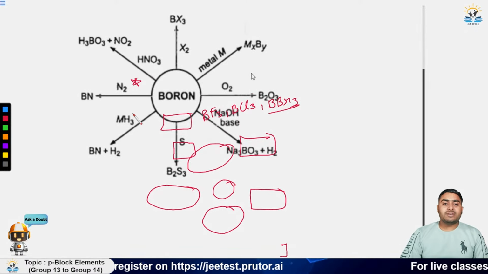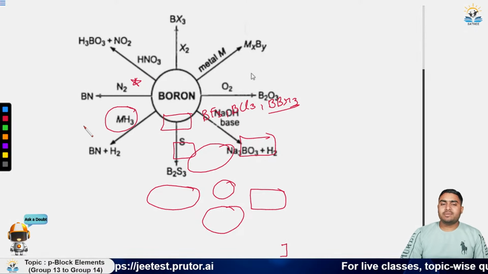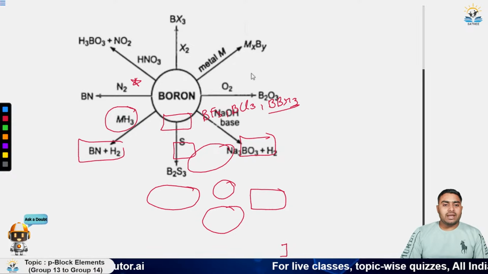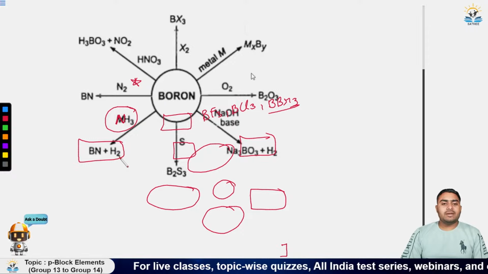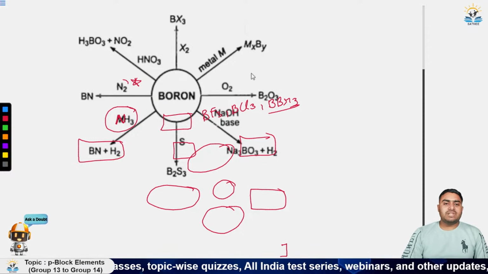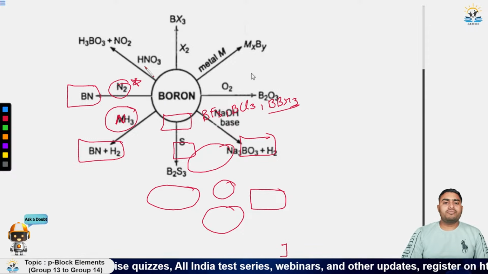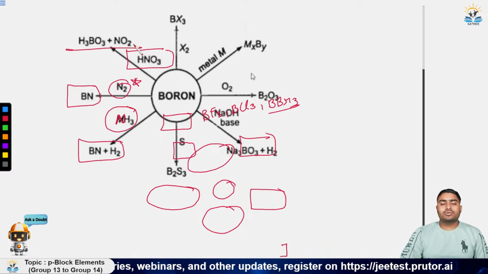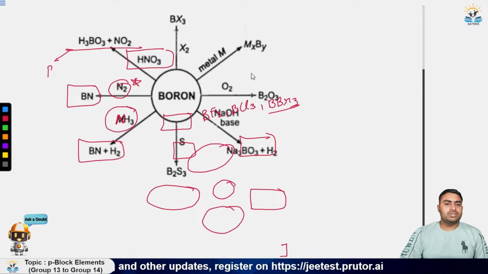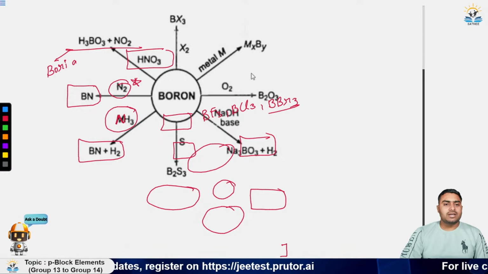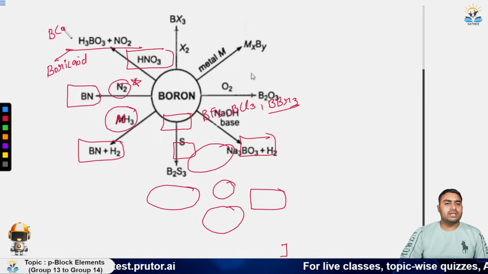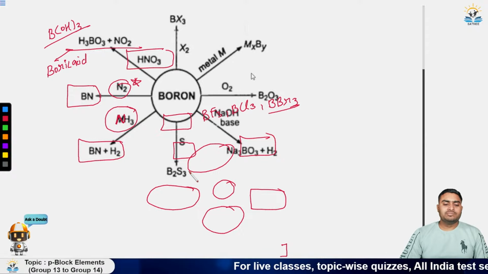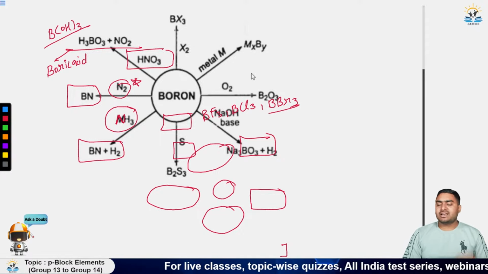When boron reacts with NH3, this is ammonia, it will form BN plus H2. And when boron reacts with nitrogen, it will form a BN type compound. And when boron reacts with nitric acid, it will form H3BO3, which is boric acid, plus nitrogen dioxide. Sometimes this boric acid is written as B(OH)3, like this. So this is all about the chemical reactions of boron.